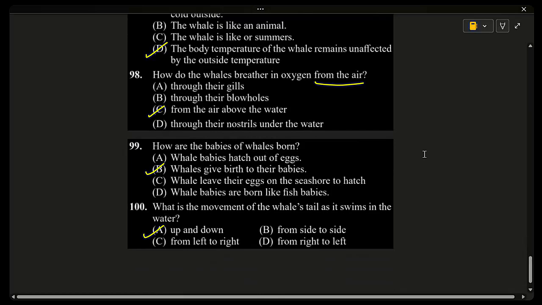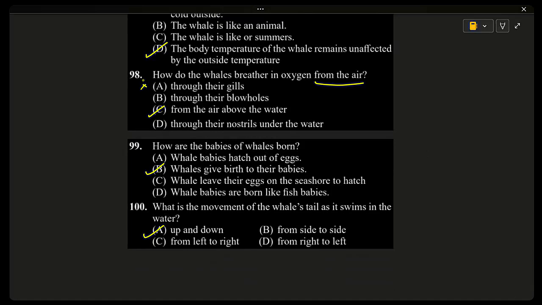So through their gills, wrong. Through their blowholes, yes. This is how they breathe in oxygen, but they mentioned from the air. Okay, through their blowholes from the air above the water. So we have to say from the air above the water. They mentioned here, and through their nostrils under the water. Under the water, yes, through their nostrils only, but it is not under the water. So it is option C.